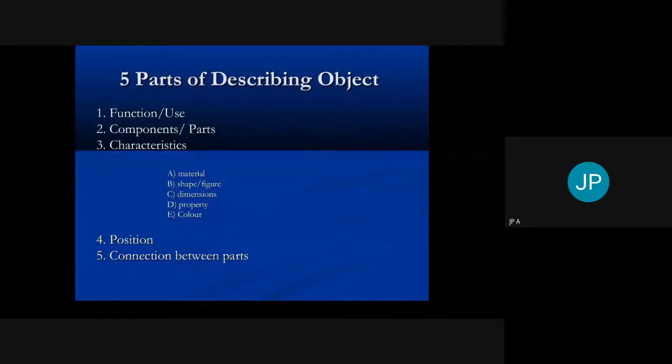Then we describe the characteristics of these parts, and those characteristics can be different things. It can be the material that it is made of. For example, when I talk of the fan, I will say that the blades are made of metal. It has a motor inside which is made of copper. So that is material. You have different characteristics. One is the material with which it is made, then the shape of it, the different parts will have different shapes.